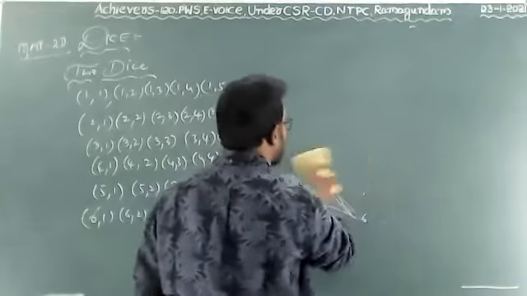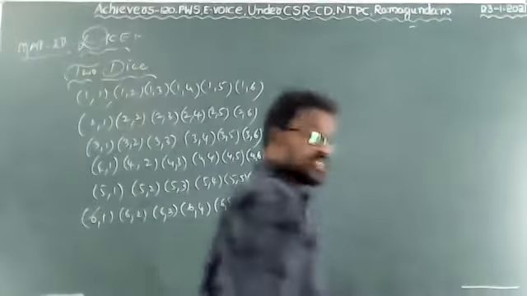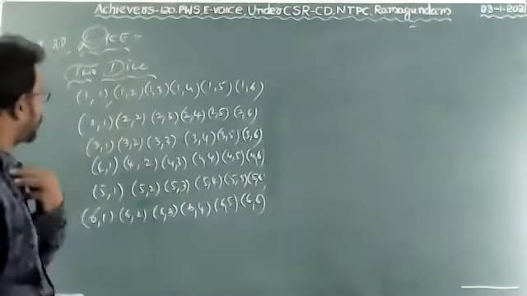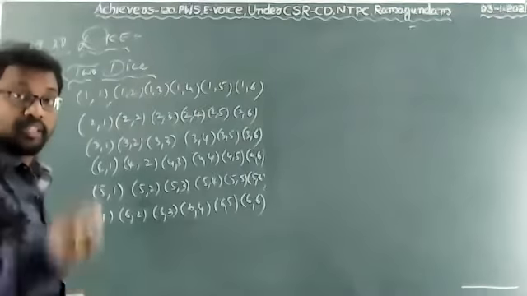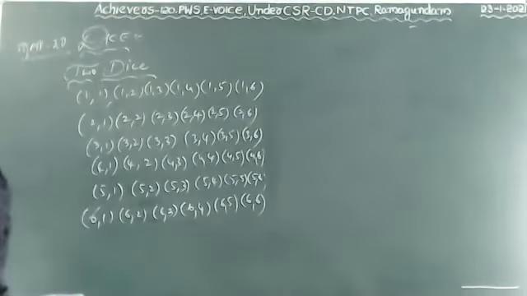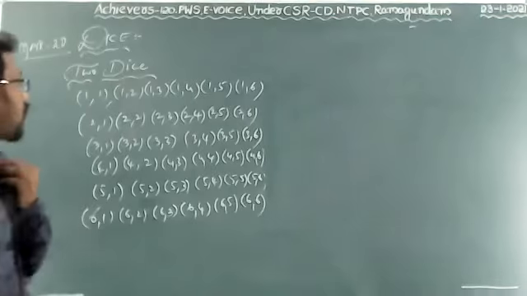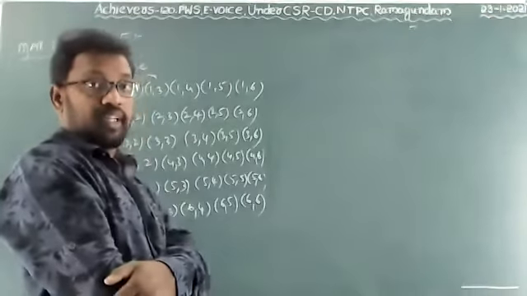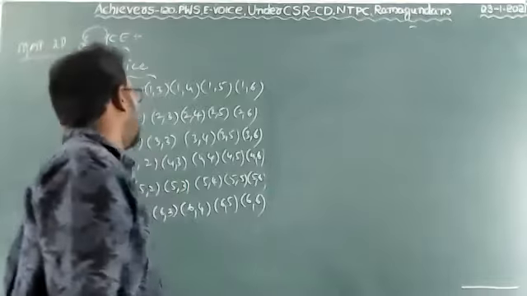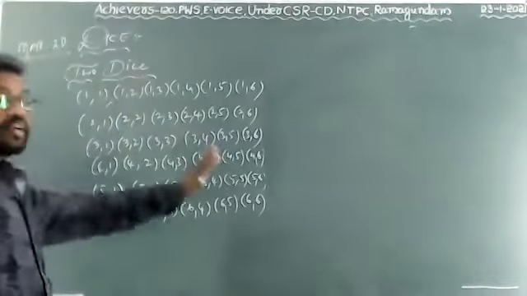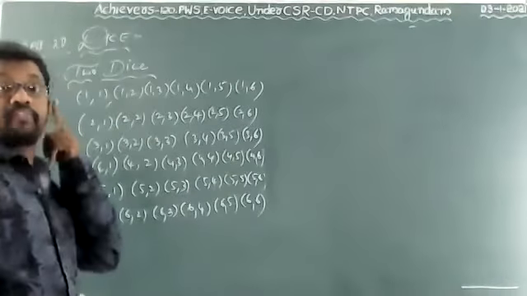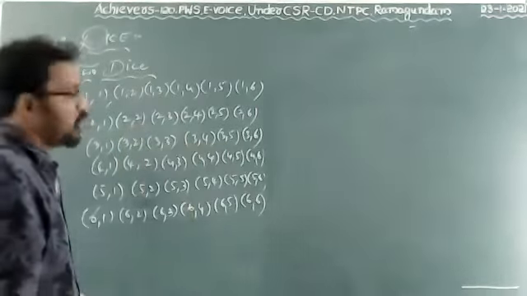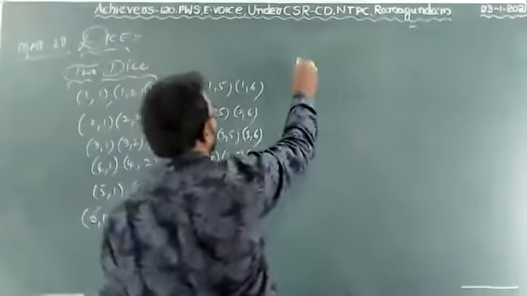Okay, children. On this, we will see some problems. The most important, it covers prime numbers, composite numbers, multiples, everything. You have to remember all 36 pairs if you want to go with the problems. It's very easy to remember. Yes, let us go.